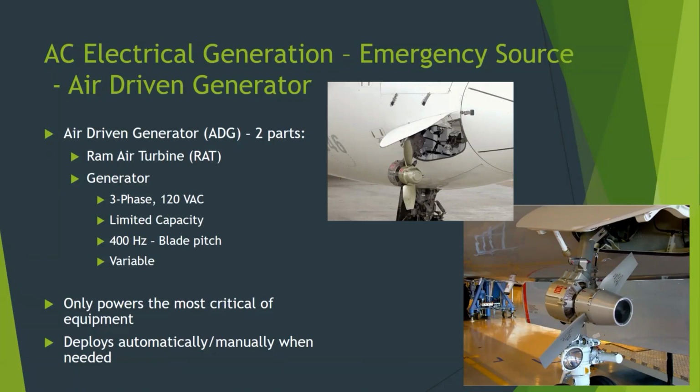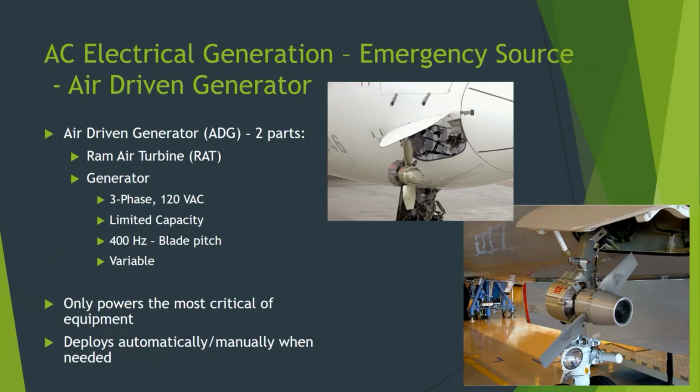In many cases, it's one or two of the ICAS displays. It's going to be maybe a single hydraulic pump, a single radio, and a few other items, and they are pretty much there to give the airplane power to glide to the ground.